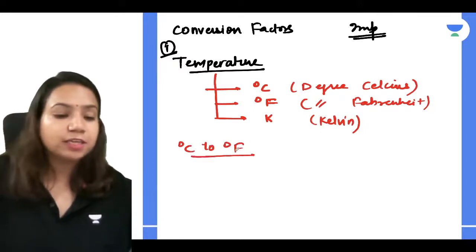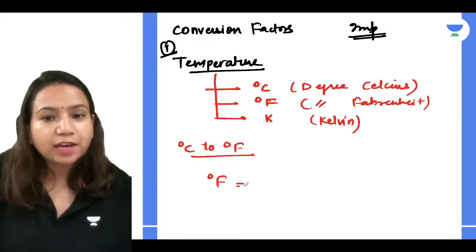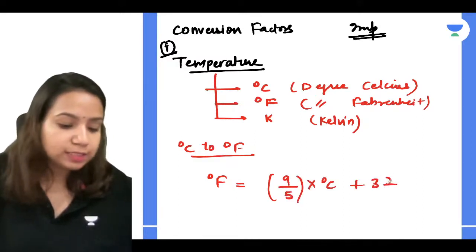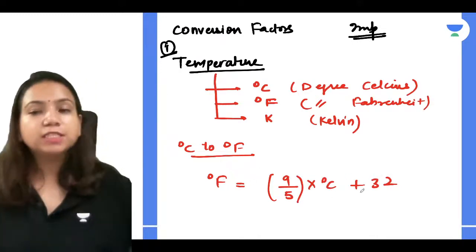Now if you have to convert degree Celsius to degree Fahrenheit, how you will convert it? There is a formula for it, guys. Degree Celsius to degree Fahrenheit. How you will convert it? The formula is degree Fahrenheit is equal to 9 by 5 into degree Celsius plus 32. Yes, this is the formula. Degree Fahrenheit is equal to 9 by 5 into degree Celsius plus 32.